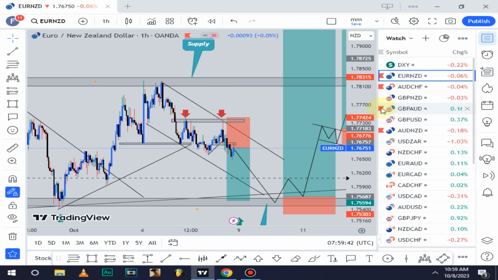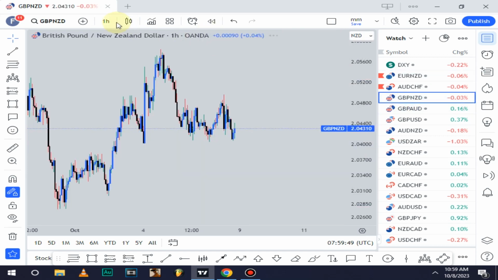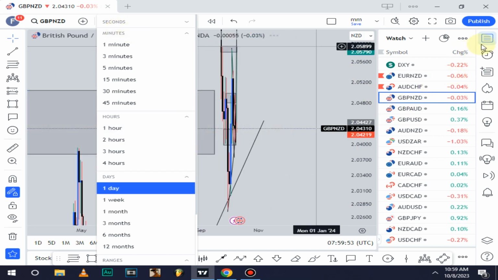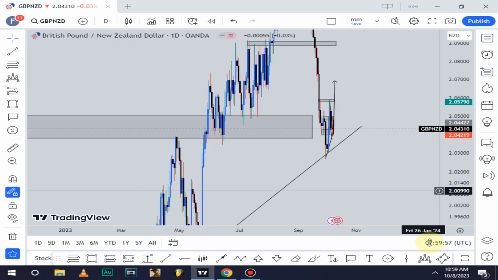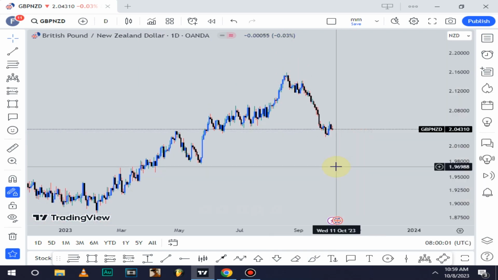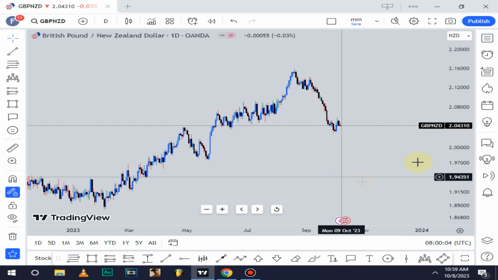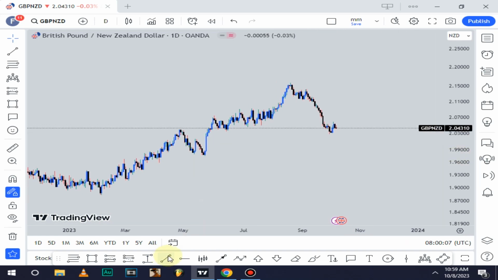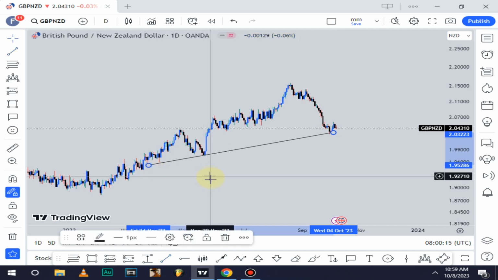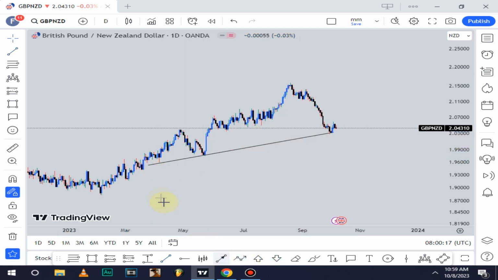So let's continue and see if we can get other pairs. Let's see GBPNZD. Let's go back to the daily, 1 day. That's what's up. So just like Euro NZD, I believe we are still in an uptrend, right? We can get this from this zone over here, maybe see where the trend line passes. The market tries to hide everything, guys.